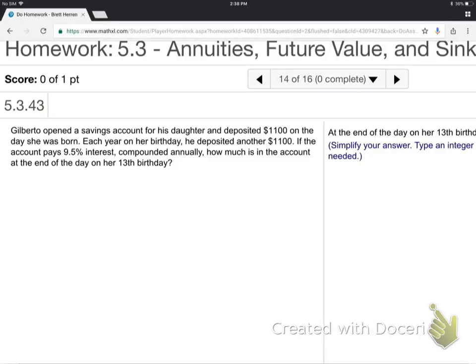So is Gilberto putting the money in at the beginning or end of each year? The periods are years here, right? Her birthday, 1 year. Every year he puts 1,100 in. Is Gilberto doing it at the beginning or end of every year? The beginning. The beginning, the day she was born. He slammed down $1,100, right? The day she was born. He didn't fool around. $1,100 at the bank.